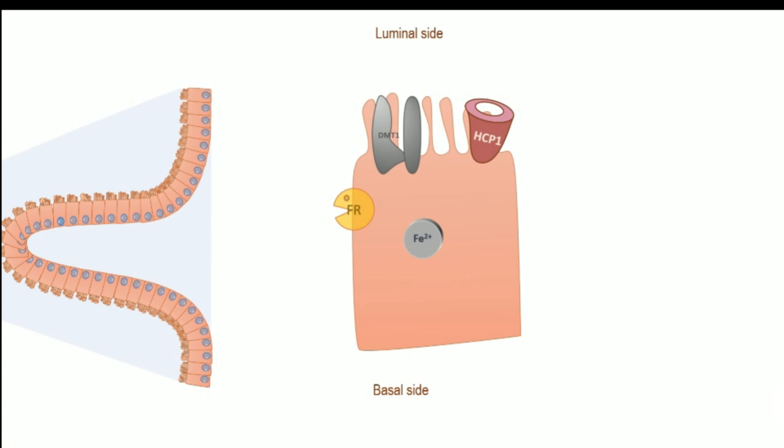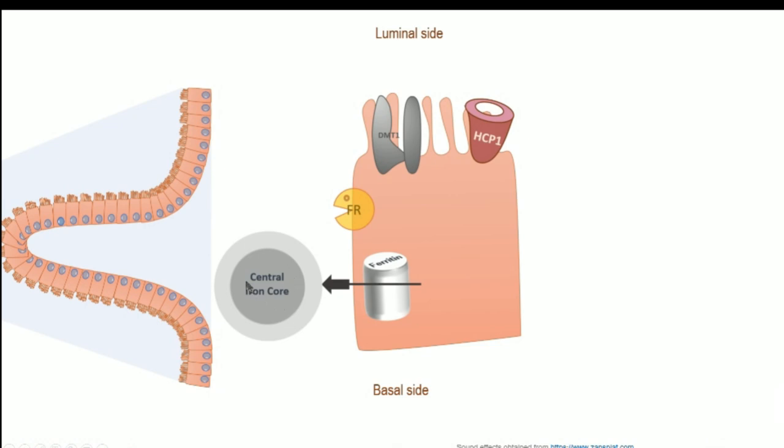Now this ferrous ion inside the cell is toxic to the cell because it can generate oxide radicals. So what our enterocyte does is that it immediately puts this ferrous ion into a container. This ferrous-containing container, or tin pack, is called ferritin, and ferritin is the storage form of iron.